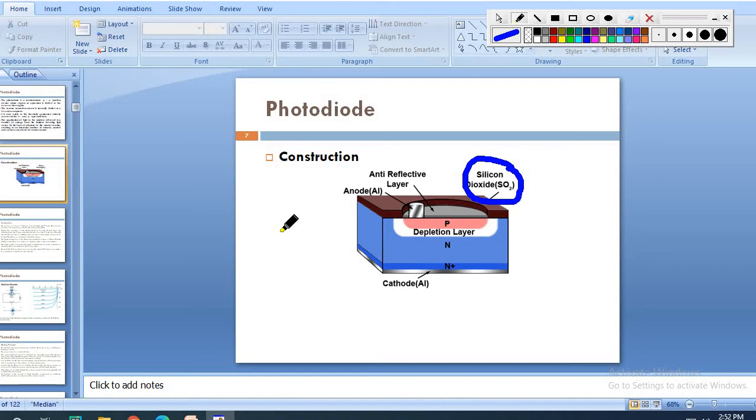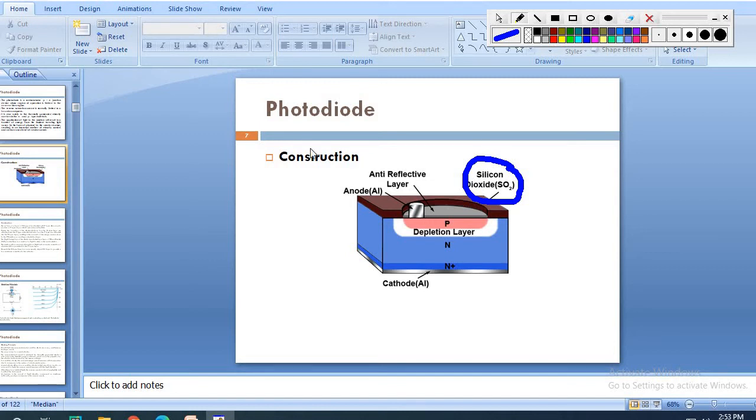Okay, once again I will repeat this. Why are we going for the photodiode? When I apply a reverse bias voltage to the PN junction diode, there is a slight flow of current because of the minority carriers present in that area. Just to increase those minority carriers, I am going to use this photodiode.